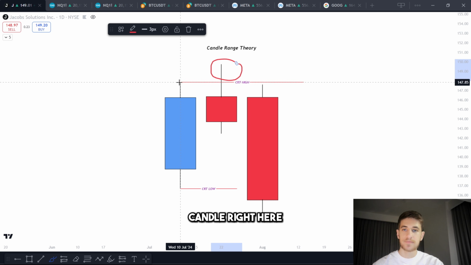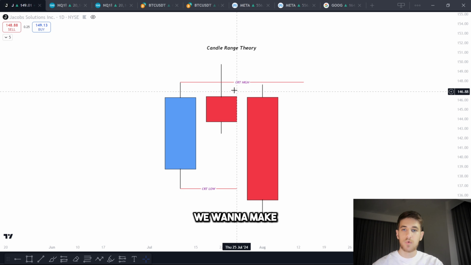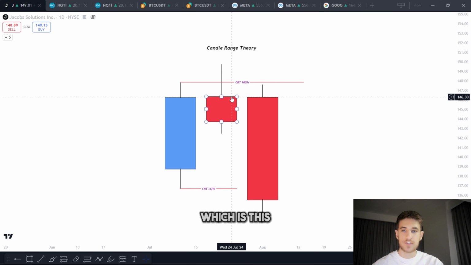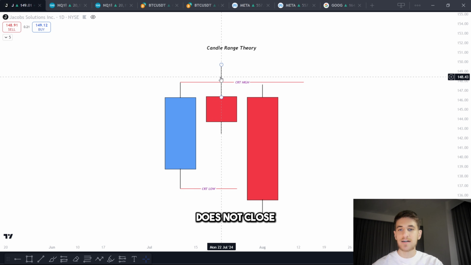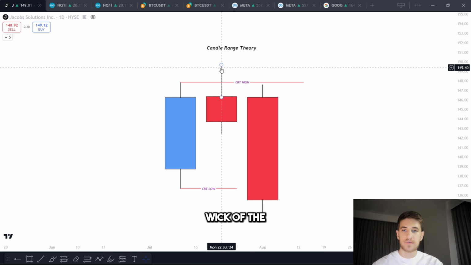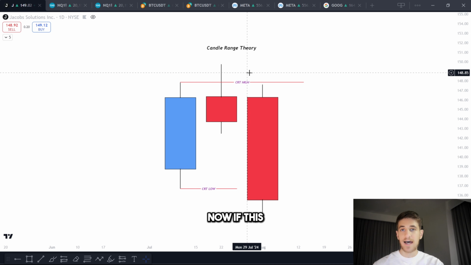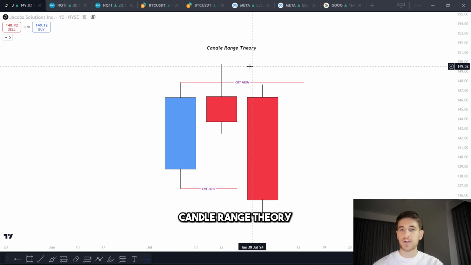this first candle right here, but this part right here is the most important part of this concept, so make sure you're listening. We want to make sure that the body of the candle, which is this colored part right here, does not close above the high of this first candle. So basically all I'm looking for is the wick of the candle to take out the high and the body of the candle to close under the high. Now if this happens, the second step of the candle range theory is done.